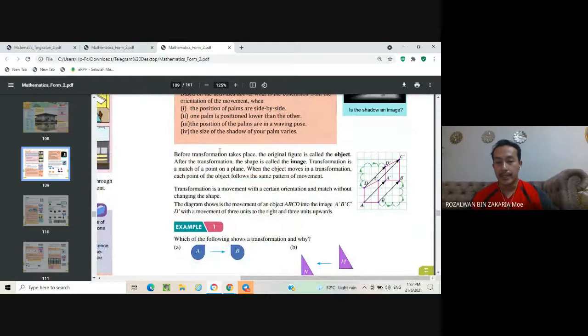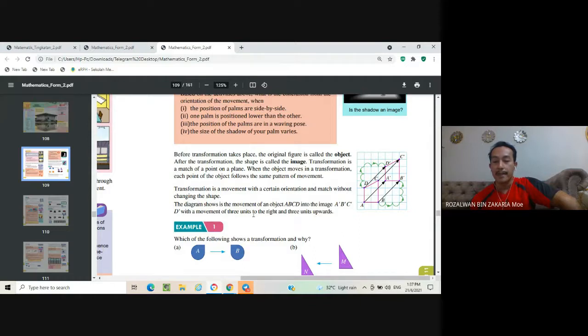Before transformation takes place, the original figure is called the object. After the transformation, the shape is called the image. Transformation is a mapping of a point on a plane. When the object moves in the transformation, each point of the object follows the same pattern of movement. Transformation is a movement with a certain orientation and mapping without changing the shape.